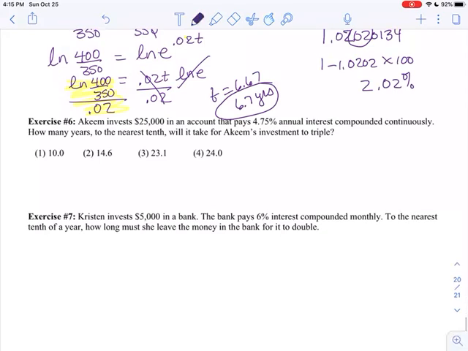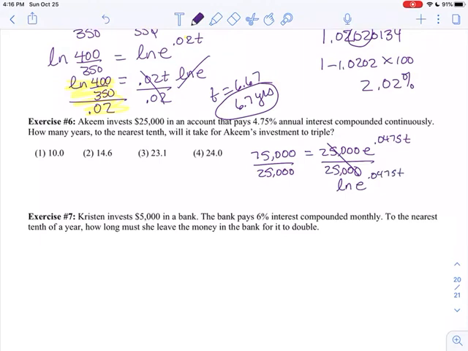multiple choice. So Akeem invests $25,000 in an account that pays 4.75% annual interest compounded continuously. How many years will it take him for his investment to triple? If he has $25,000 and he wants his investment to triple, he needs $75,000. The amount he has now is $25,000 times e to the 0.0475t. And again, I'm solving for t. So I'm going to try and get that exponent by itself first, and then eventually the t. And anytime I have e, I'm doing the natural log.